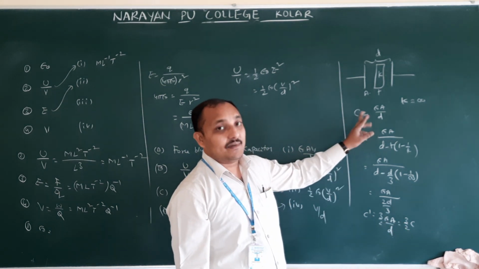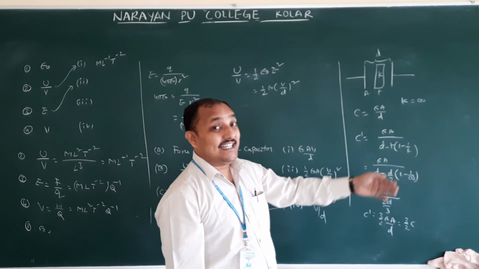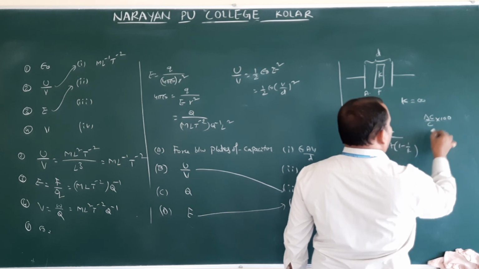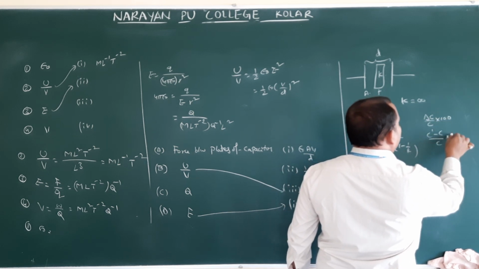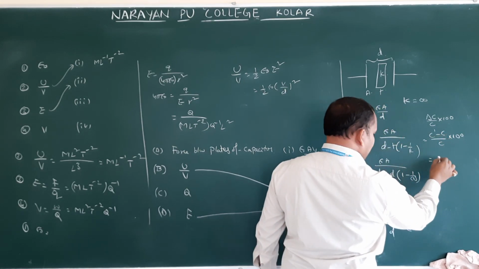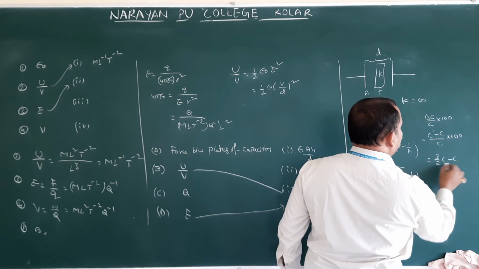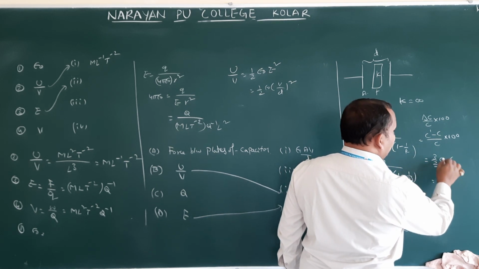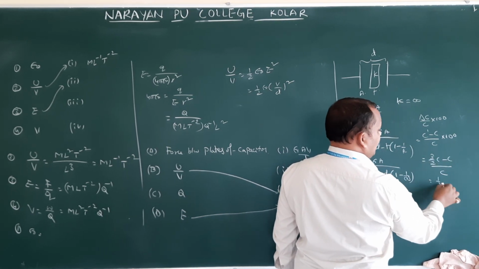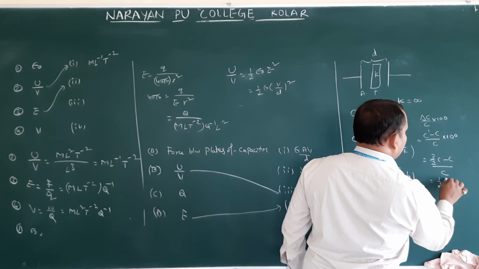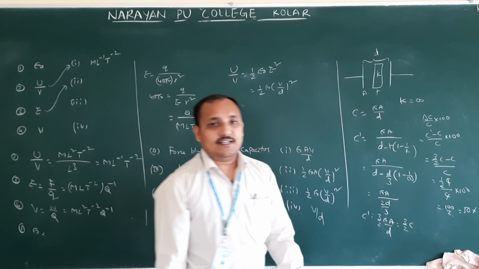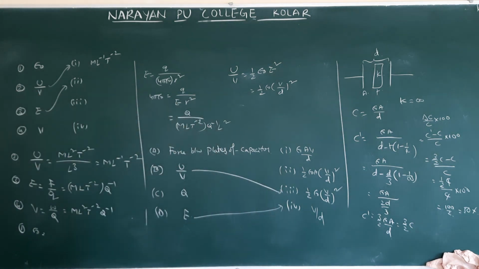Initial capacitance is C. But they are asking for the percentage increase in capacitance. Percentage increase means delta C by C into 100, that is nothing but C dash minus C by C into 100. What is C dash? 3 by 2C minus C by C. So 3 by 2 minus 1, that is 1 by 2, C by C into 100. C will be cancelled. 100 by 2 means how much percentage increase? So 50% increase. That is option 2. Okay.